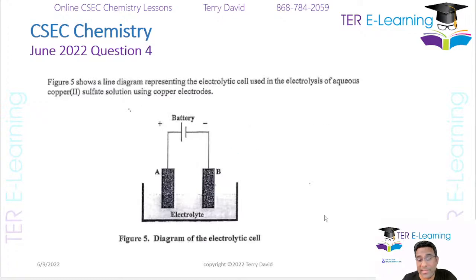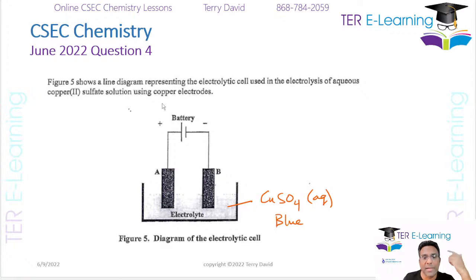Right, so that's question three. Question four now. Question four was electrolysis, right? Figure five shows a line diagram representing an electrolytic cell used in the electrolysis of aqueous copper(II) sulfate. I've done this so many times in my class. Before we even do anything, let's label some stuff here so we understand what's happening. So this electrolyte here is copper(II) sulfate, right? And I always tell them, CSEC loves to bring this. So this is a blue solution.